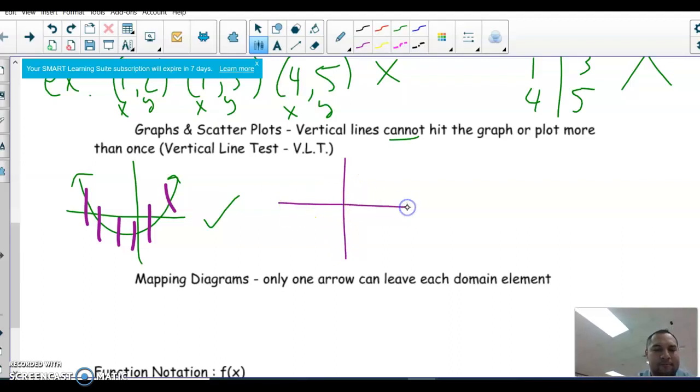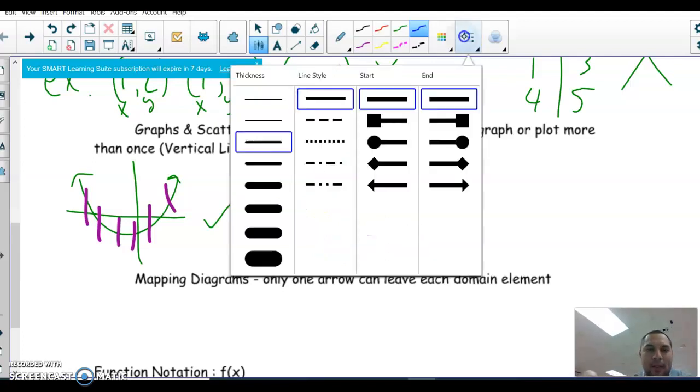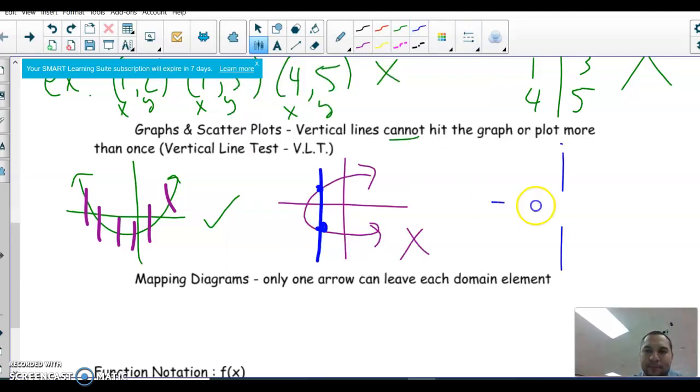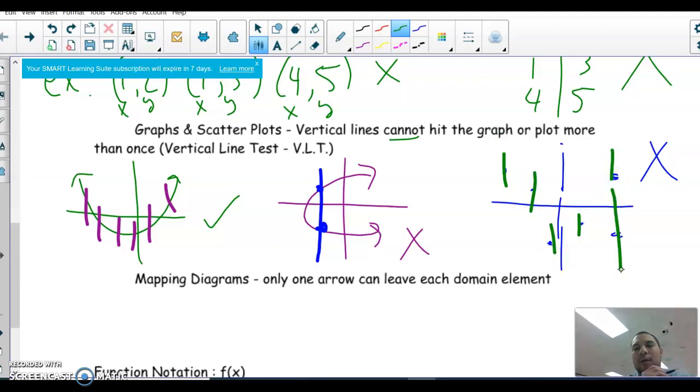If I had something like this, this one would not be a function. If you did some vertical lines, it would hit more than once. And let's do a scatter plot. So we had something like this. And let's put those two right here above each other. So this one would not be a function because if we do vertical lines, we're good, but here it hits twice.